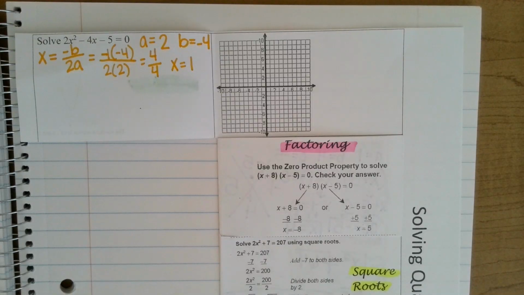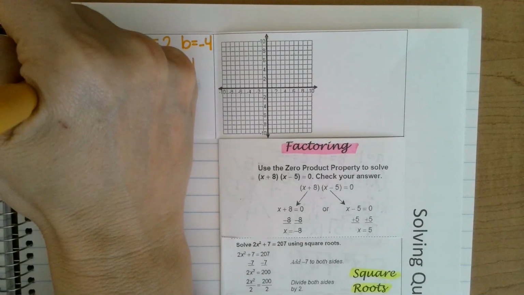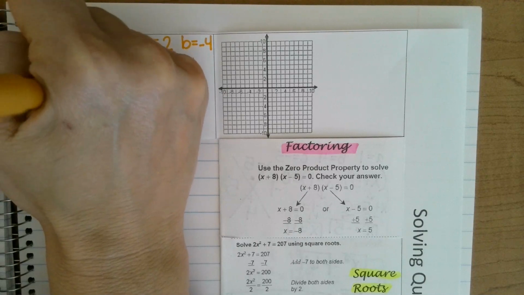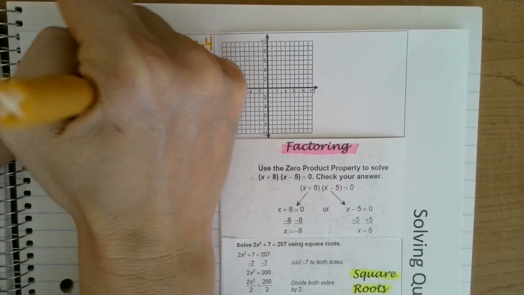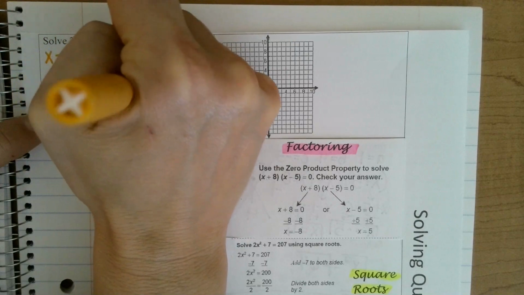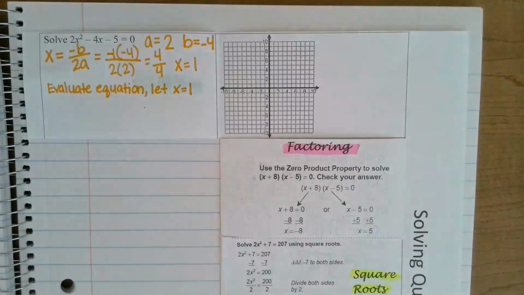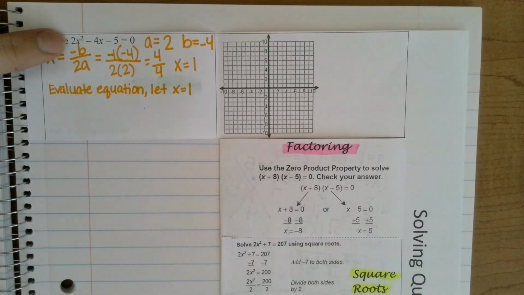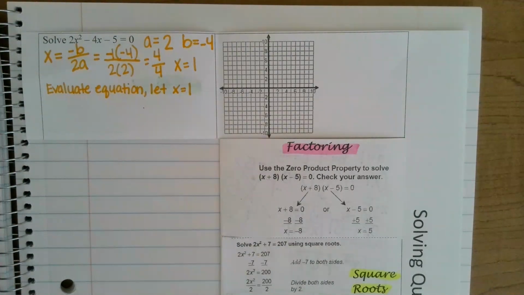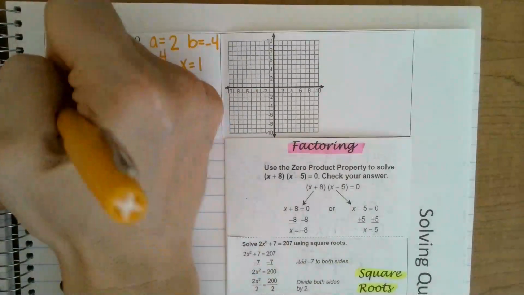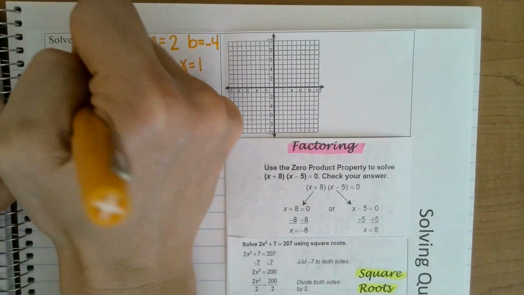All right, so now that we know the x value, now we can find the y value. So we're going to go ahead and write this so you have this vocabulary. Evaluate equation, let x equal 1. So remember, evaluate is just saying substitute for the equation. So we're going to substitute for x equals 1. So we go back to the original equation up here, 2x squared minus 4x minus 5, and we're going to substitute x equals 1. So anywhere we see an x, put 1 in parentheses.